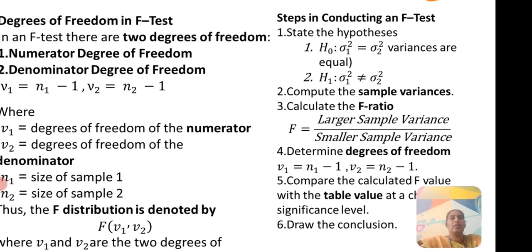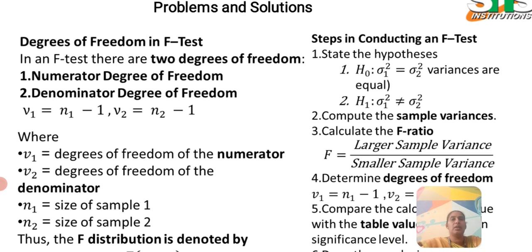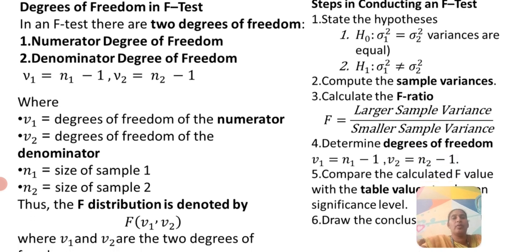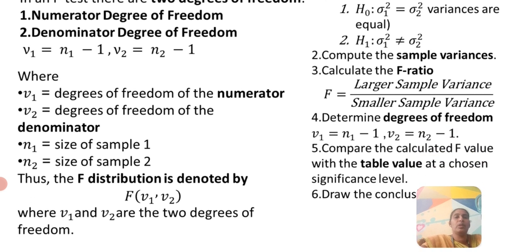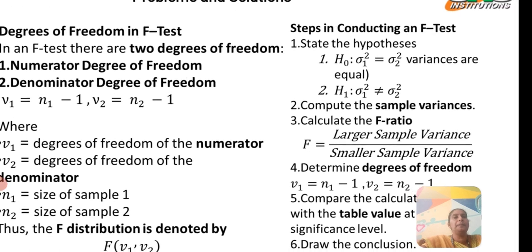What is the degree of freedom in the F test? There are two degrees of freedom: one is the numerator degree and the other is the denominator degree of freedom. The numerator degree is calculated by V1 equals N1 minus 1, and the denominator degree is N2 minus 1. V1 is the numerator and V2 is the denominator, N1 is the sample size 1 and N2 is the sample size 2. Therefore the F test is denoted by F of V1, V2. These are the two degrees of freedom.